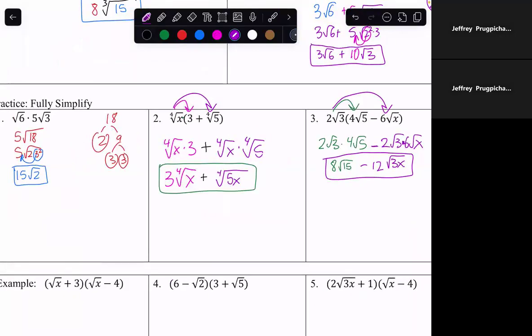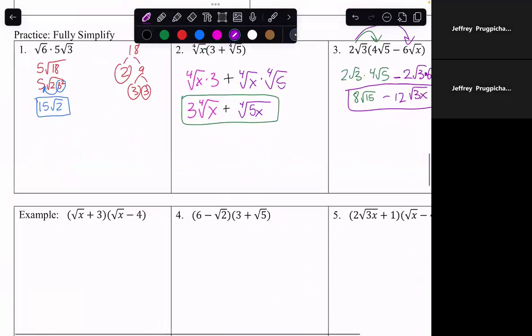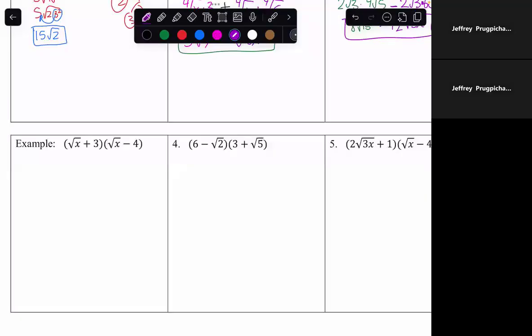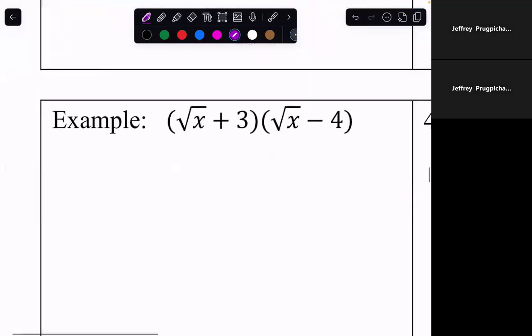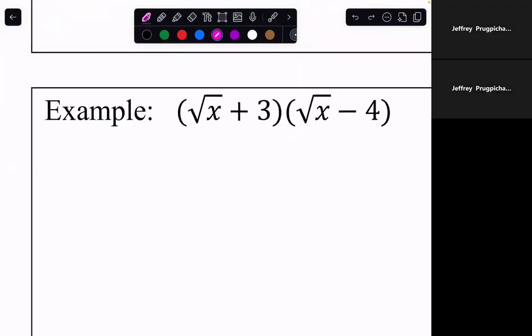All right, do we have any questions on these first 3 multiplication examples? Okay, these next 3 are still multiplication, but they're a little bit different. Here it's a binomial times a binomial. Both expressions have 2 terms. We still apply the distributive property. We just do it a little differently.